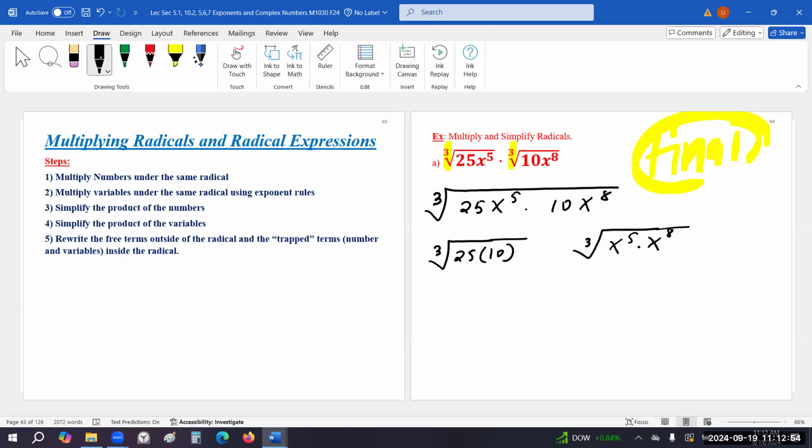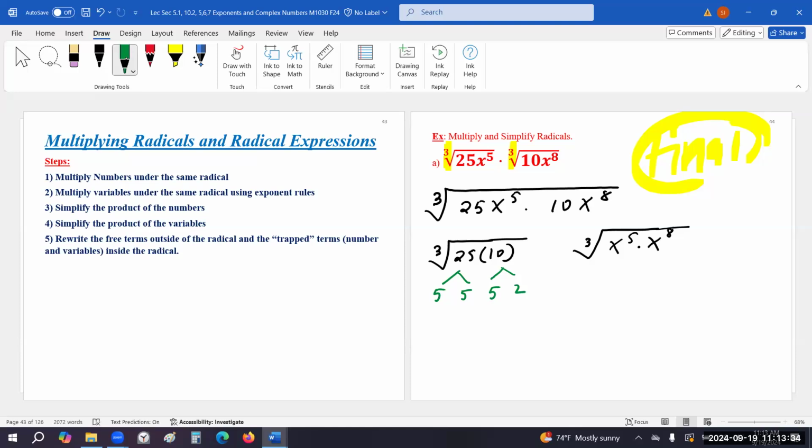Let's see. Okay. Now, cube root, it means you're looking for same number 3 times here. We don't have to multiply 25 by 10. We can keep it, but we are going to simplify them. If you reduce 25, what 2 numbers come to your mind? 5 and 5. If you break 10, what two numbers come to your mind? 5 and 2.